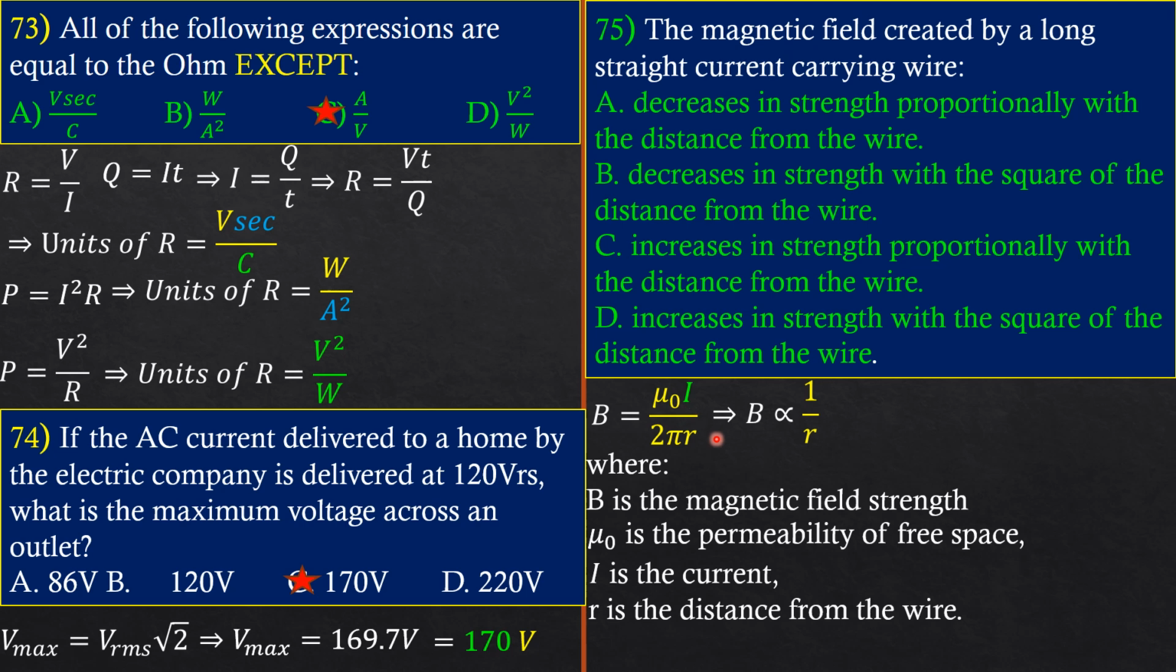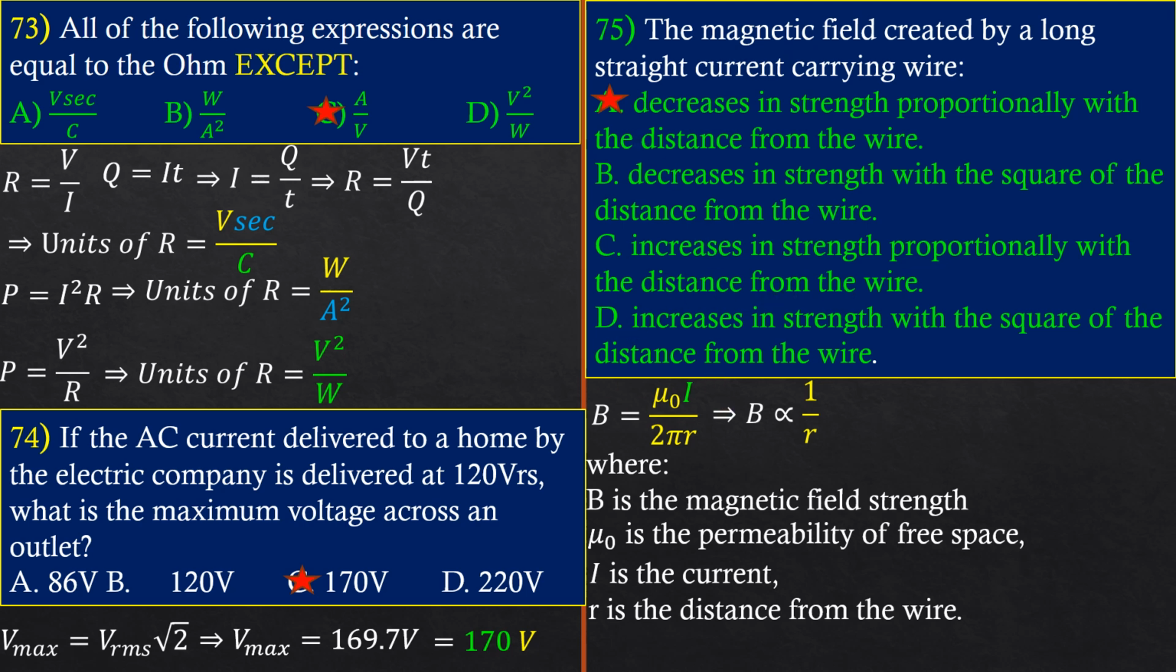Does that make sense, friends? What do you think? Great, guys. Option A has to be the best, even without looking at the rest. But let's look at the rest, friends. Option B says it decreases in strength with the square of the distance. Wrong, guys. It is inversely proportional to the distance and not to the square of the distance. C says it increases in strength proportional with the distance from the wire. No, guys, it is inversely related. D says it increases in strength with the square of the distance. Wrong, guys, wrong. So option A is the best option.